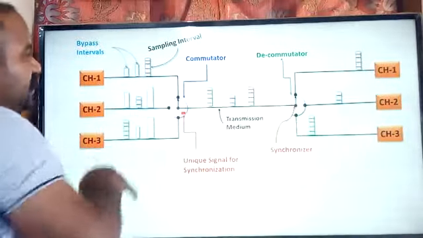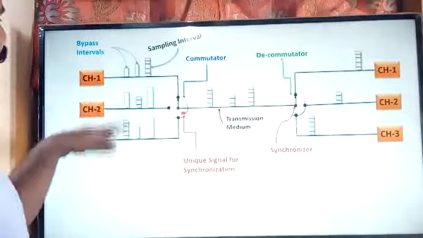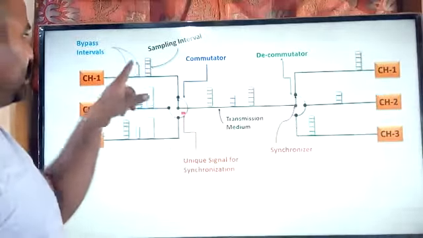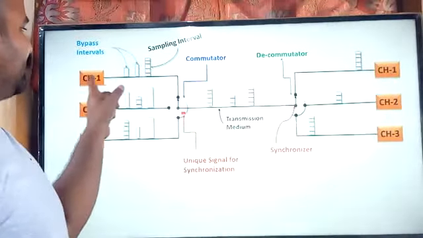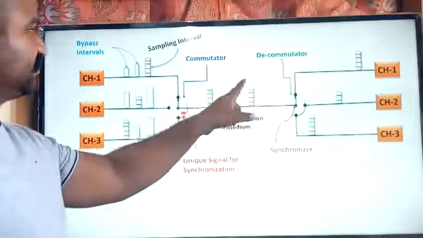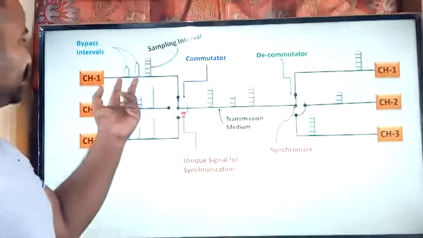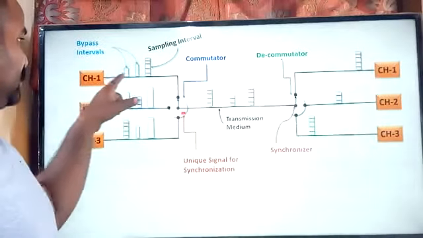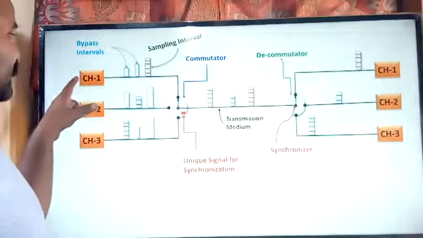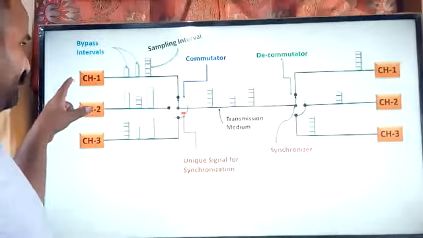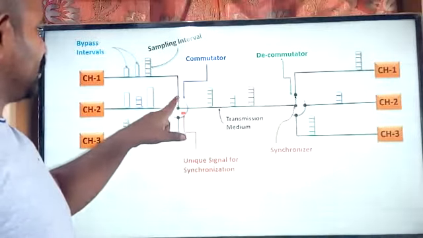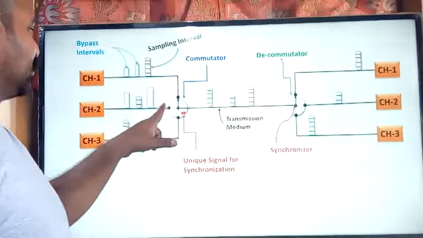If you see this, I have three channels now, so I'm creating three intervals. In the first interval, I'm sending the first channel information. Look at this. These two are the intervals for channel 1. In these two time intervals, channel 1 is not going to send information, because this connector is not connected to channel 1. It is going to be connected to channel 2.